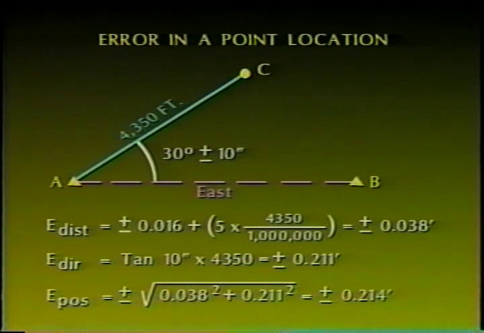distance of the line. Now, since we have two error sources with different values, we can use the error in a sum to determine the positional error of point C with respect to point A. This is equal to plus or minus the square root of 0.038 squared plus 0.211 squared, which equals plus or minus 0.214 feet. Remember that if we want to determine the precision of our measurements from A to C, then the angular error and distance error must be the standard deviation, or 90% error. If we want to determine the accuracy of point C, then the angular error and the distance error must be the standard error of the mean, or the 90% error of the mean.